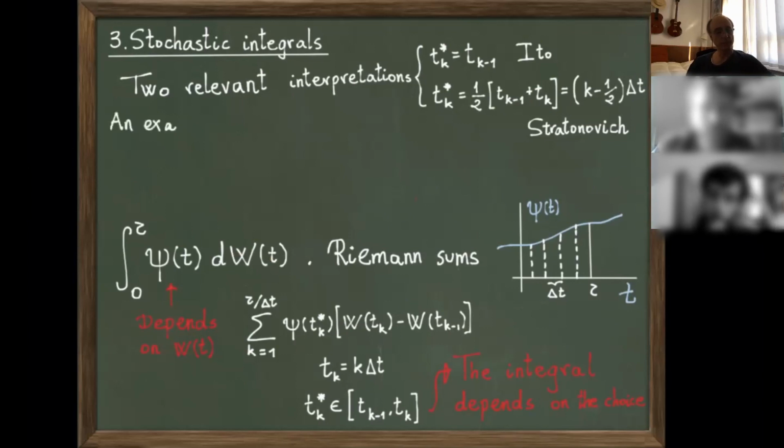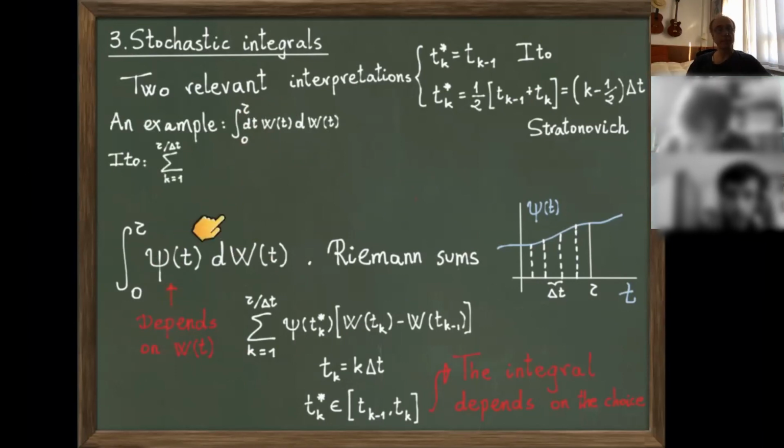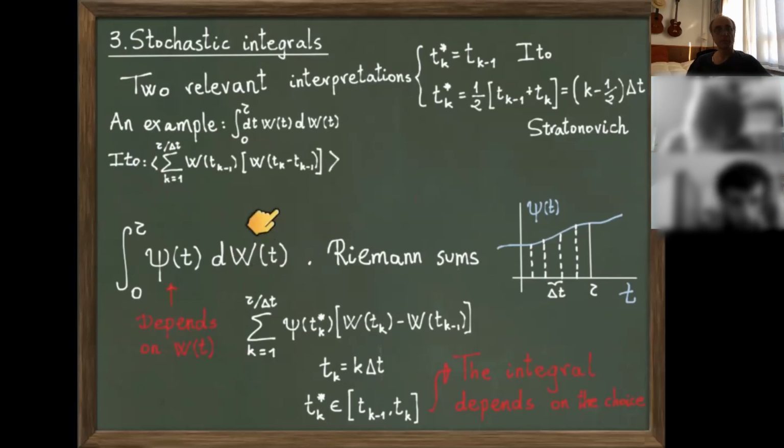The example is going to be the following. Let's try to integrate, I guess it's the simplest thing that one can imagine, W times dW, okay? This is a typical example to show how different the two interpretations are. Okay, so let's start with Ito. I have my sum, I have my partition. The number of intervals is t divided by delta t. And now I evaluate my function in the previous point, and I multiply by the increment. Sorry, here it's wrong. This is W(tk) minus W(tk minus 1).